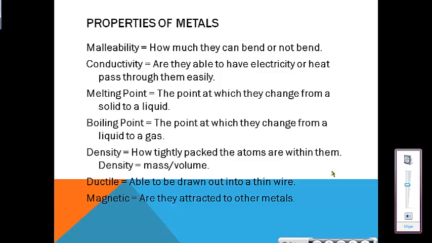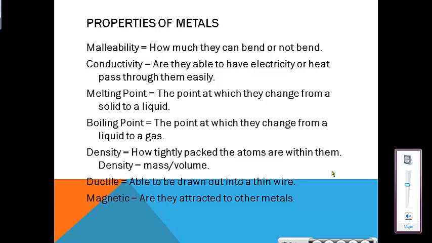What are some properties of metals? Well, metals have different properties. The first one is malleability. Malleability is whether or not the metal can be easily bent. Some metals are easier to bend than others. We would say that they are more malleable.